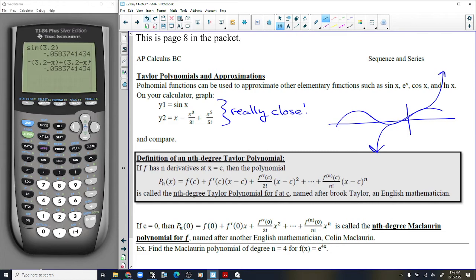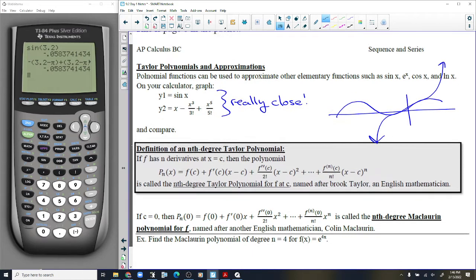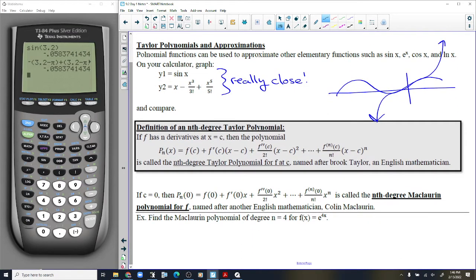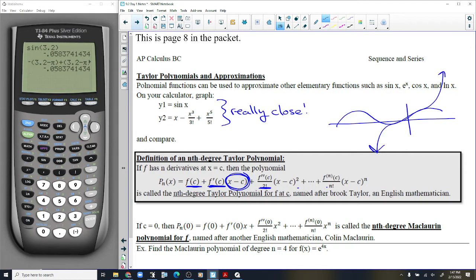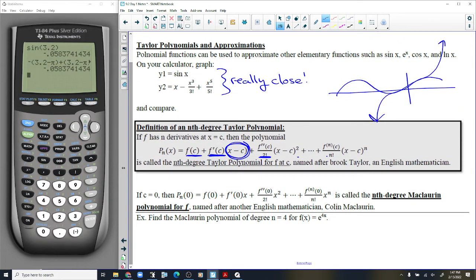Definition of an nth degree Taylor polynomial. If f has n derivatives at x equals c, then the polynomial is: here's your f of c, here's your f prime at c, here's your second derivative at c, third derivative, and so on, divided by 2 factorial, 3 factorial, 4 factorial. And when it's centered at c, we have to have x minus c, like we did back here where we had x minus pi, so that when we plug pi in, we get the value we need. So that's just a really formal way to write it.